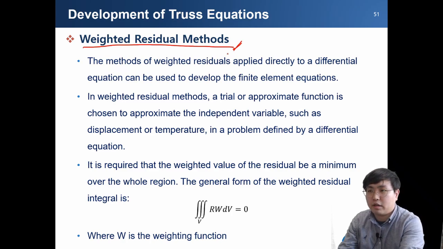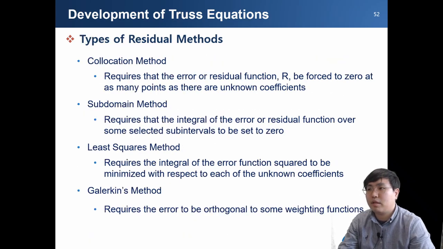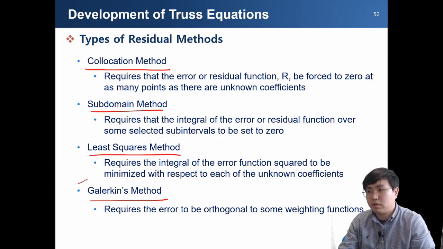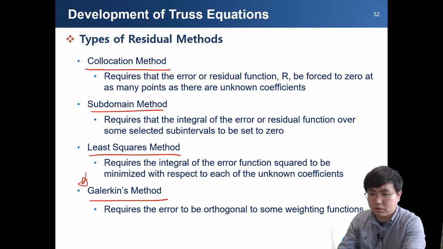However, I have not prepared the details about the weighted residual method, so next time I'm going to introduce it. I think it's more convenient for deriving our stiffness equation compared to the potential energy approach. Actually we have several methods: the collocation method, subdomain method, least squares method, and Galerkin method. Next time I'm going to introduce the Galerkin method. However, today I'm going to skip the details.